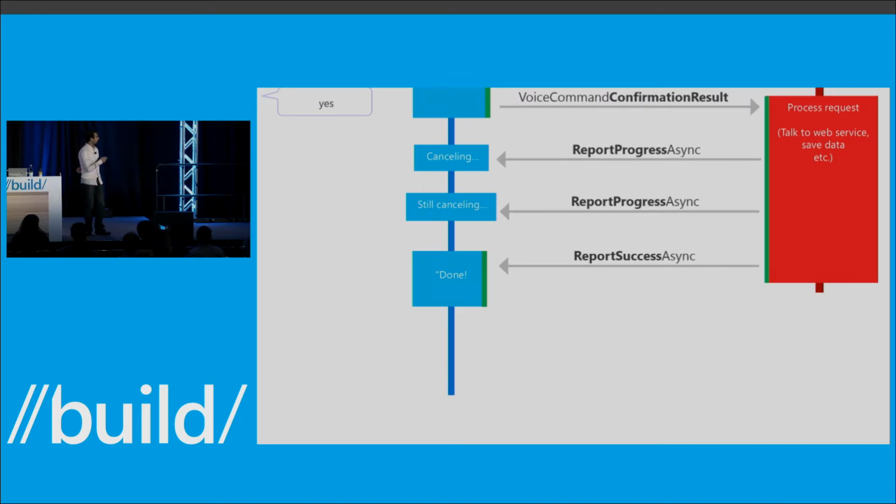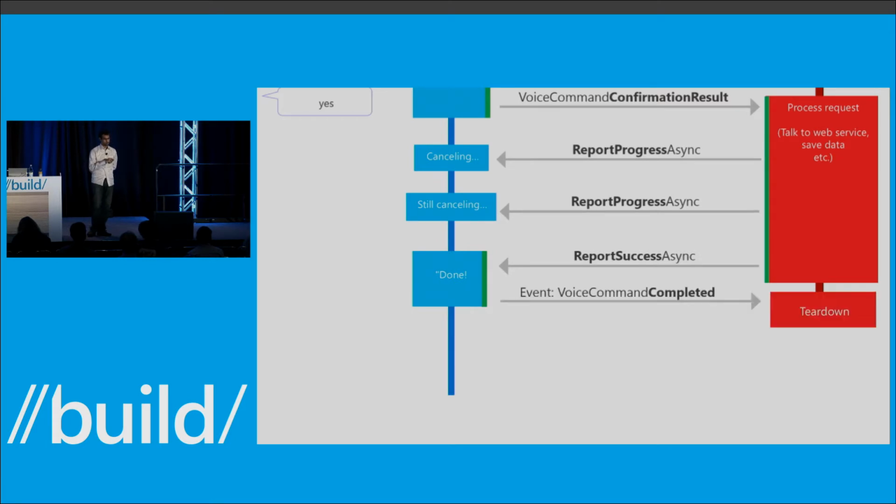And now note that the green bar is on the right-hand side, meaning that your background task has the flow at this point. So if you don't report progress in this time and 5 seconds go by, Cortana will cancel the flow. So you call report progress a couple times, and then you call report success async. And as part of reporting success, you can also show results in the UI. And remember, those results can have deep links.